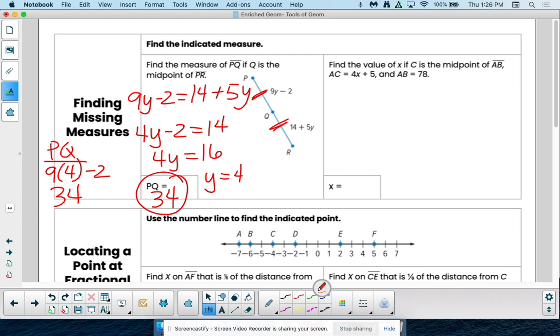Okay, last one. It says find the value of x if C is the midpoint of segment AB, AC equals 4x plus 5, and AB equals 78. What would be a good place to start? Yes, draw a picture, because this one's giving you different information than the last one. So start off by giving yourself a picture. Make sure you label the right things in the right spots.